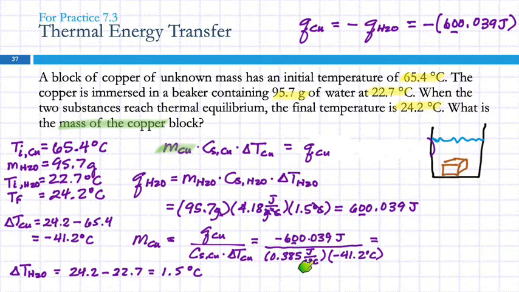Again, be careful when dividing by this product. So I have negative 600.039 divided by, open parentheses, 0.385 times negative 41.2, close the parentheses, equals 37.83. I'm going to have 2 sig figs because of that guy, and that's going to be grams. And so the mass is 38 grams.